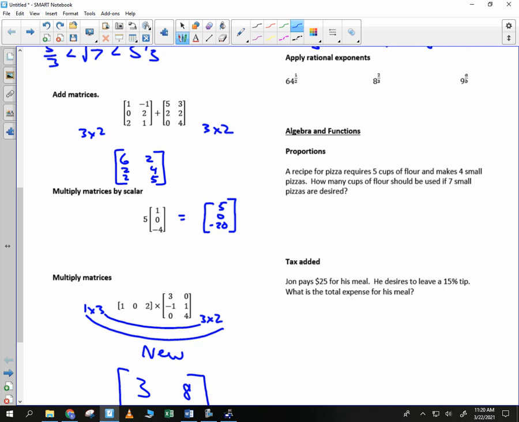Applying properties of exponents. 64 to the 1/2 power. What does that mean, 64 to the 1/2 power? What are we saying when we take something to the 1/2 power? Square root. So 64 square root, 8. How about if it's to the 2/3? If I want to write that as a radical, what would that look like? 8 to the 2/3. Cube root of 8 squared.